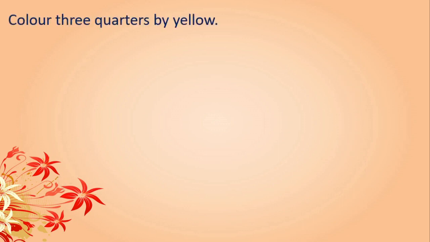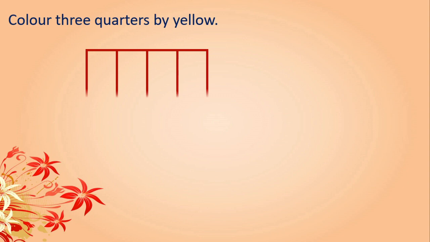Now color 3/4 by yellow. Here you can see the picture with 4 equal parts. We have to color 3 parts, any 3 parts by yellow, because that is nothing but 3/4. Correct?